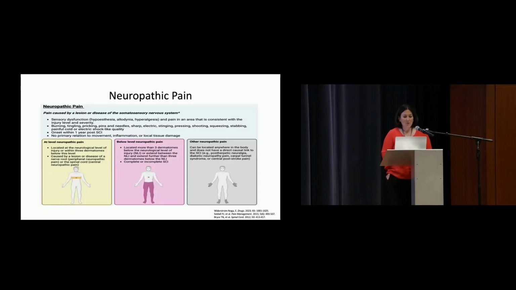With below-level neuropathic pain, this is defined as pain that occurs 3 dermatomes below the neurological level of injury, but can extend up. It can occur in complete and incomplete spinal cord injury. And we think the mechanisms that underlie below-level pain may involve impairment of sensory tracts and the way that the brain processes sensory input.